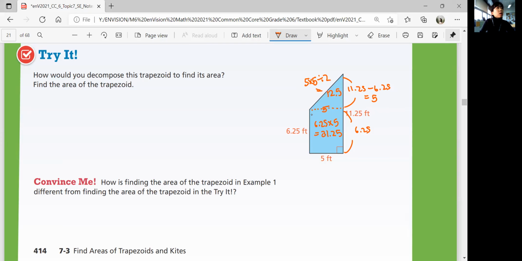So you add them, 31.25 plus 12.5. You get 43.75 feet square.